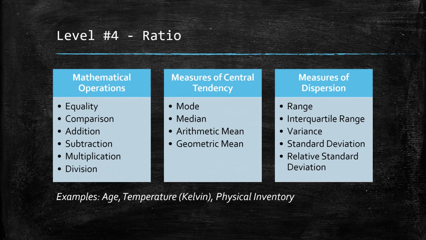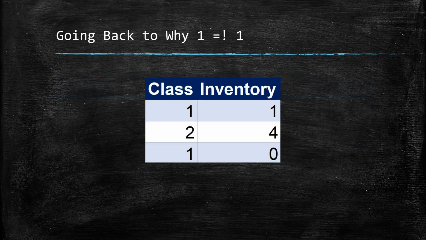And so going back to part of where we started here, why 1 does not equal 1, at least all the time. We have a little table here that I stitched together. We have two different columns, but 3 rows. And we have class and inventory. So we have 1 of class 1, 4 inventory of class 2, and 0 again of class 1. It should be a class 3.